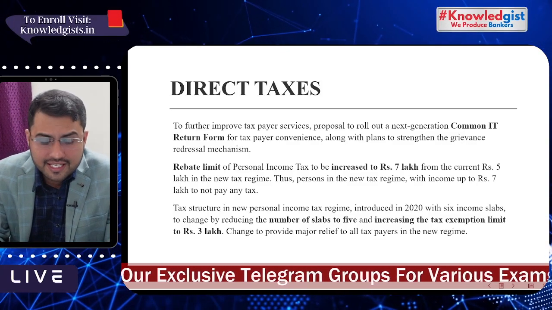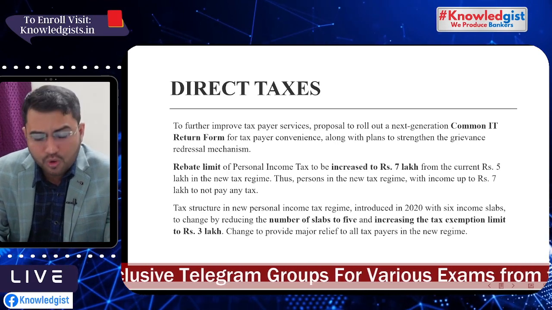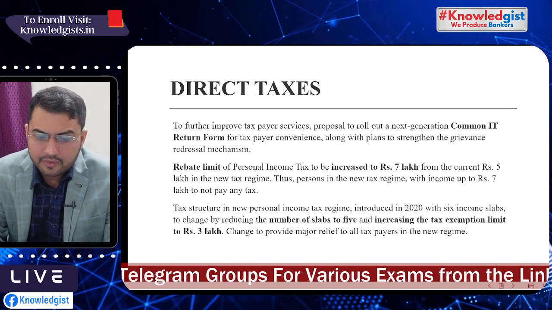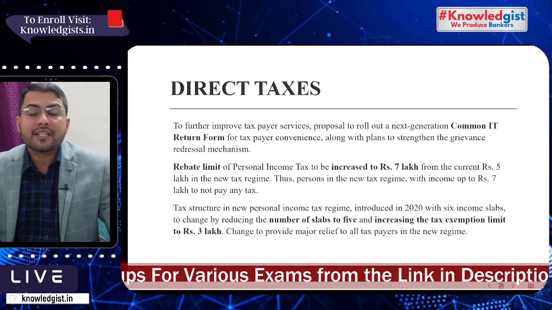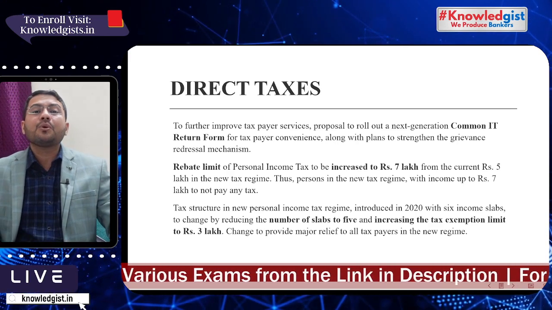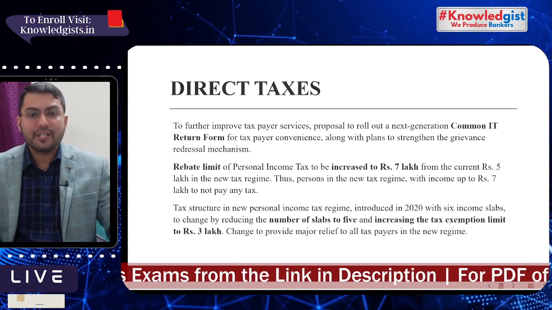So there are some changes in direct tax which interest most salaried persons. So there will be a common IT form. The rebate limit is increased to 7 lakh. You know, there are two regimes, the old regime and the new regime.